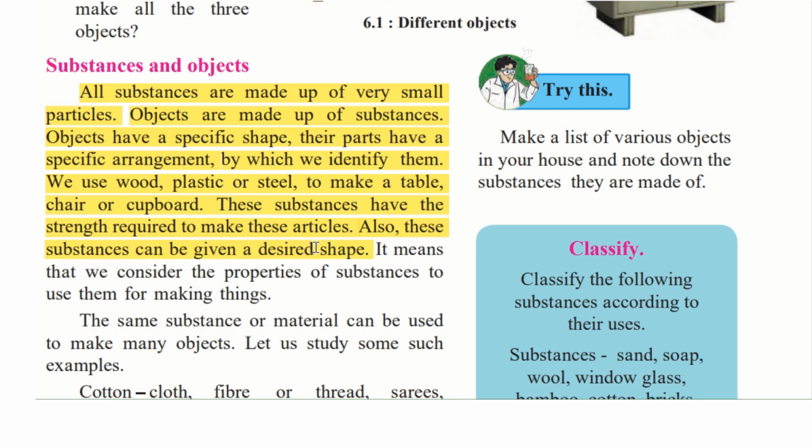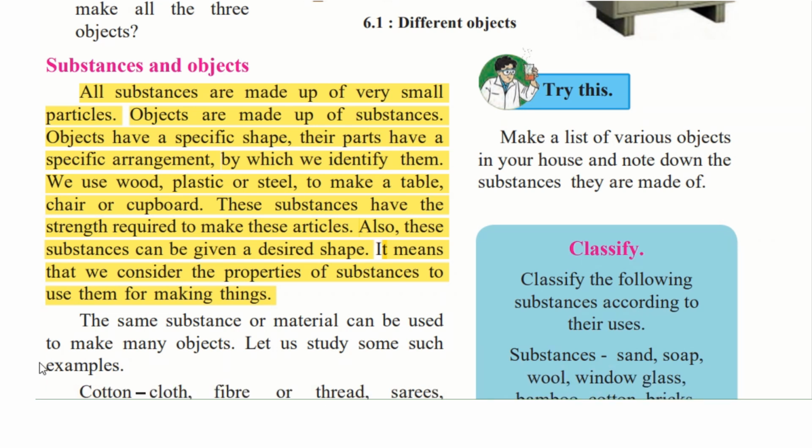For example, we have used wood to make the chair. We can even use wood to make the table. We can use wood to make the cupboard, and so on. It means that we consider the properties of substances to use them for making things. We look at the features or the characteristics of things. Those are called the properties of the substances, which we use to make things.